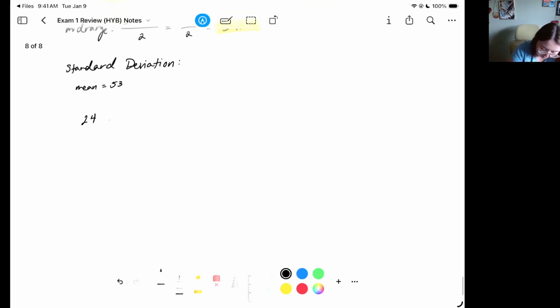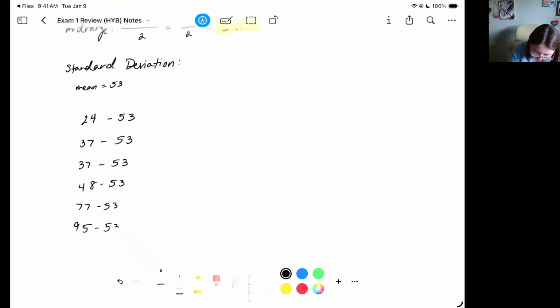But we're going to subtract. So we have 24, and we're subtracting 53. And then we have 37, and we're subtracting 53. Then we have 37, and we're subtracting 53. And we had 48, and we're subtracting 53. And we had 77, and we're subtracting 53. And we had 95, and we're subtracting 53. So that was step 1.